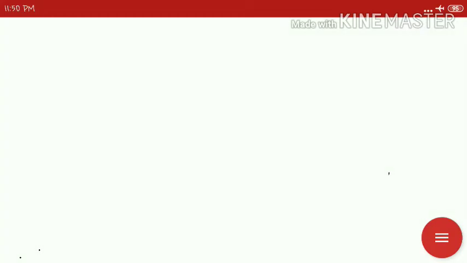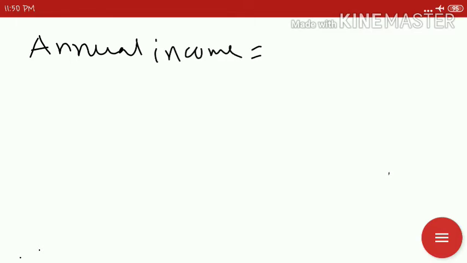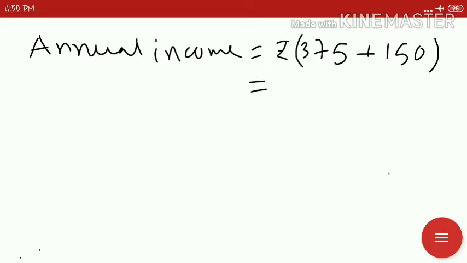So here is the third one: if he wants to increase his annual income by rupees 150. His previous annual income was rupees 375. The previous annual income is the same as the dividend, so we got rupees 375. Now he wants to increase his income by rupees 150 more, that means plus 150. That will be his new annual income. After adding that, you will get rupees 525.